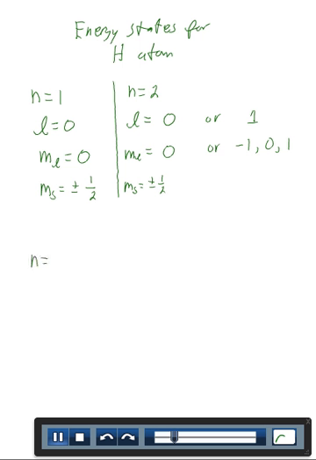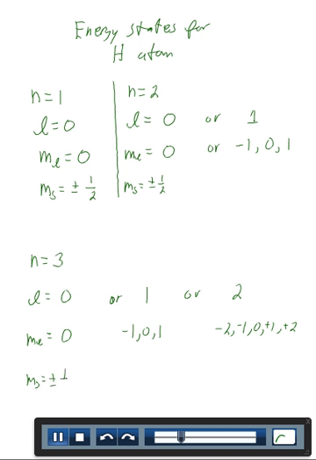Now, if n equals 3, L can equal 0 or 1 or 2. M sub L can equal 0 for L equals 0, or -1, 0, and 1 for L equal 1, or -2, -1, 0, +1, +2 for L equal 2. M sub S is always equal to plus or minus 1/2.